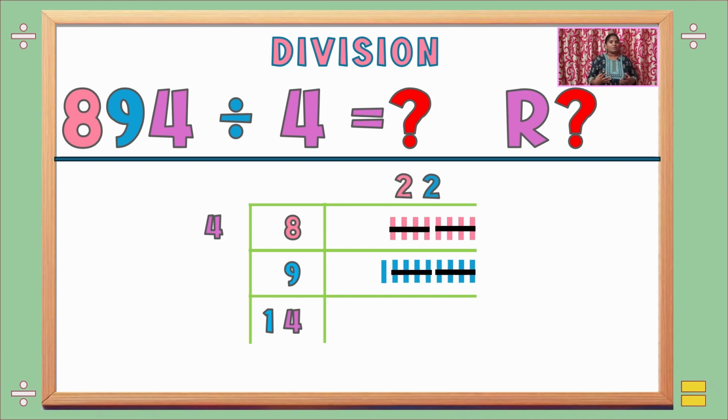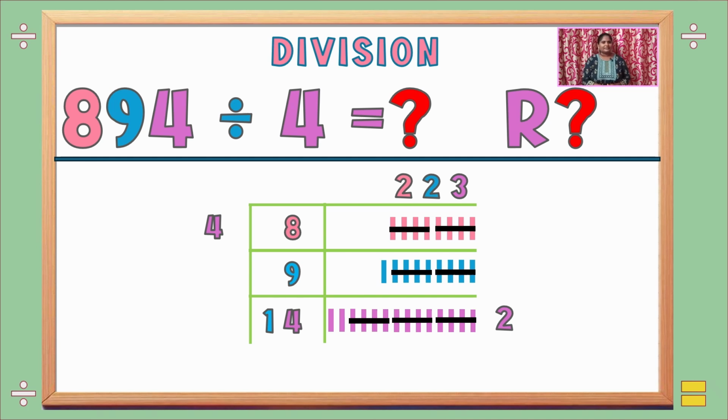Now the third part. What is the number? It is 14, 1, 4. It means we have to draw 14 lines. And now let's strike out with the divisor of 4. 4 once, 4 a second time, and 4 a third time, and we have 2 remaining. So what is the number we have to put over there? It's 3. And the remainder is 2.